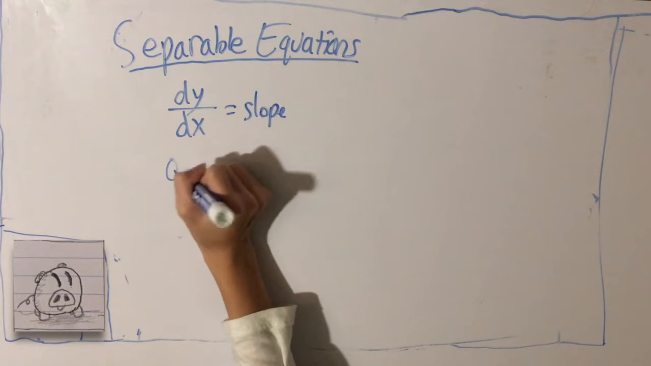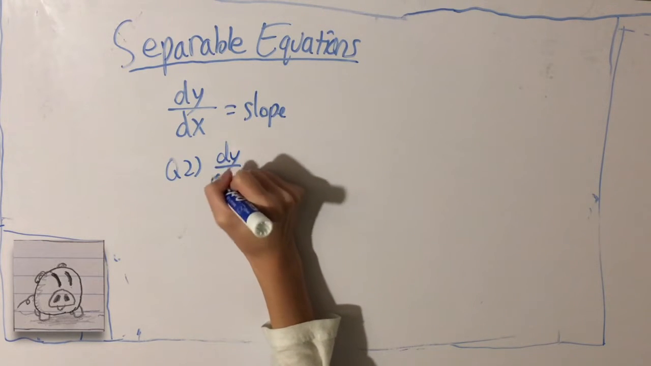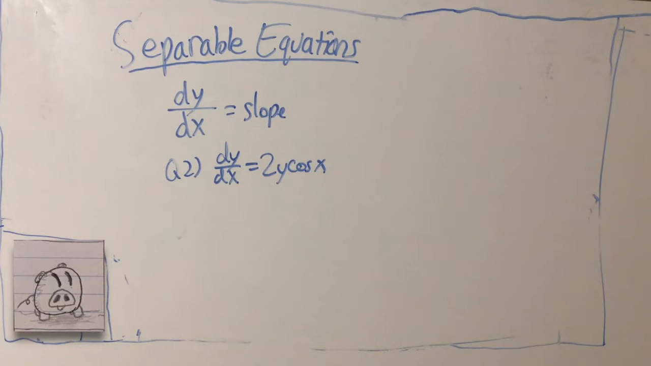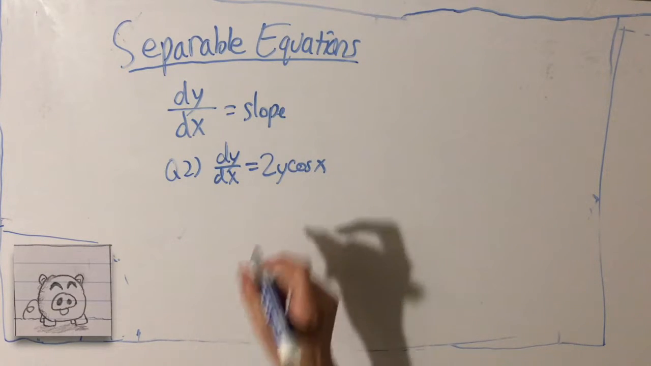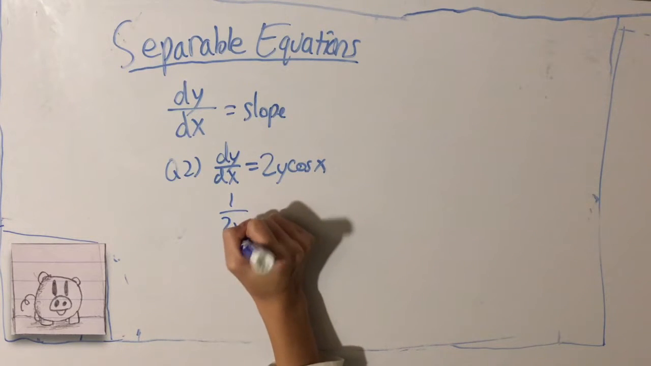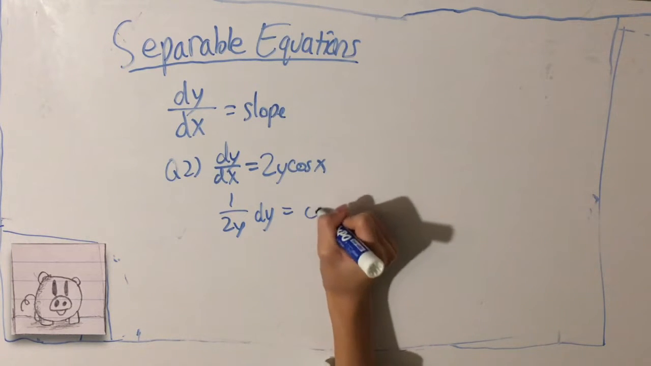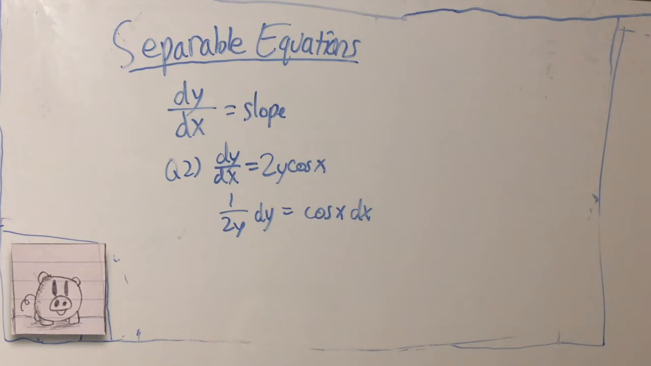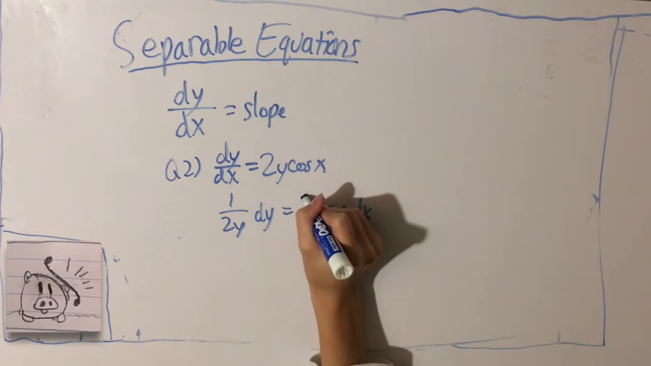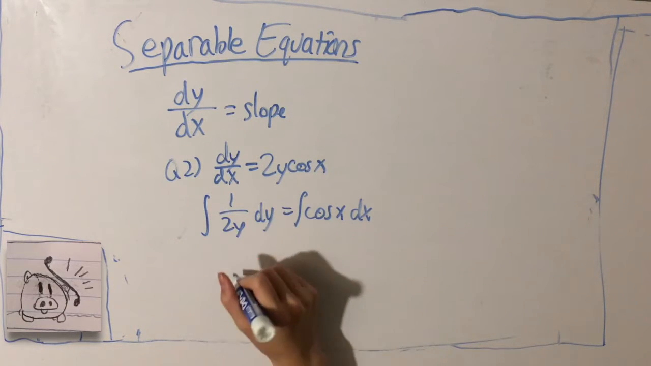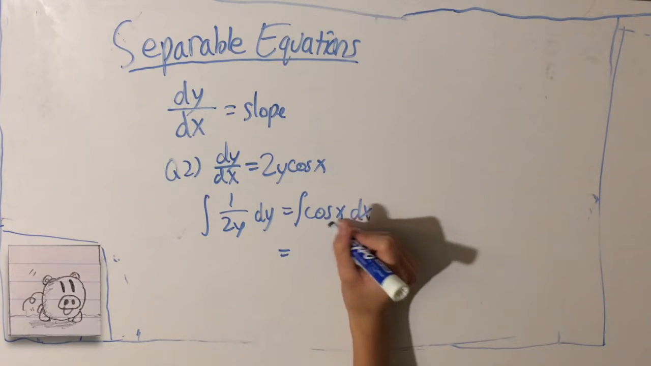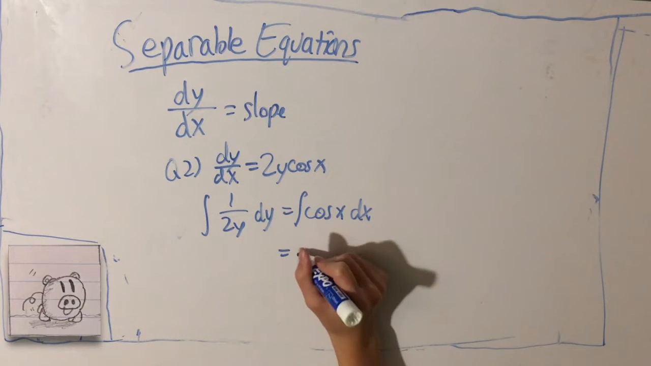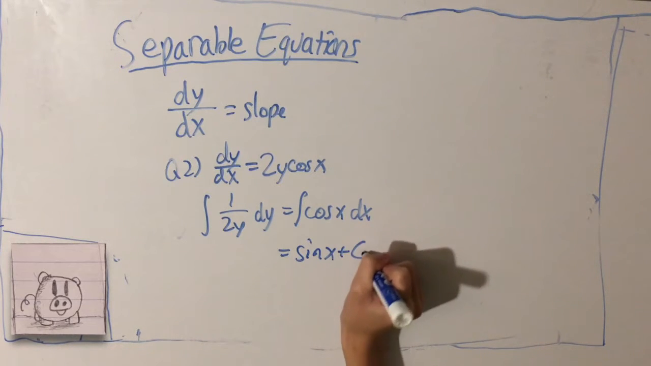Question number 2. dy dx is equal to 2y cosine x. This can't be too hard. First, we'll separate the two variables. So this becomes 1 over 2y dy equals cosine x dx. Then we can integrate both sides just like before, and the right side should be easy. We just have the indefinite integral of cosine x dx. So that's just sine x plus some constant.